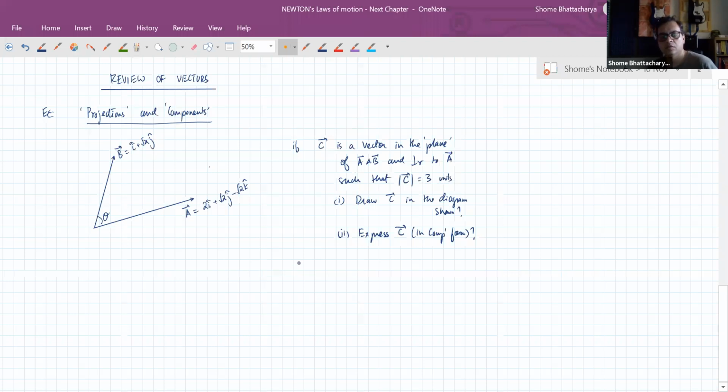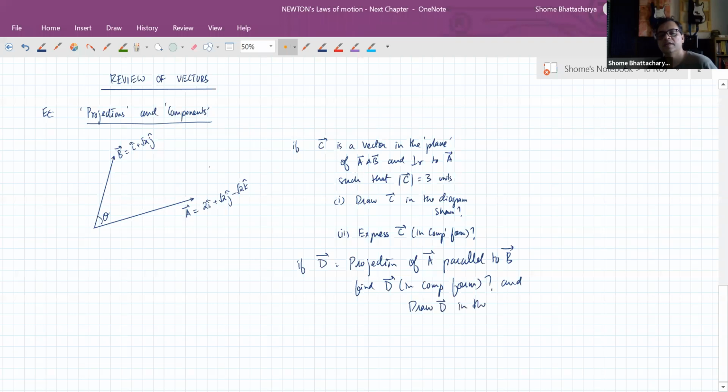Then if D is the projection of vector A parallel to B, then again find D and draw the vector D in the diagram.